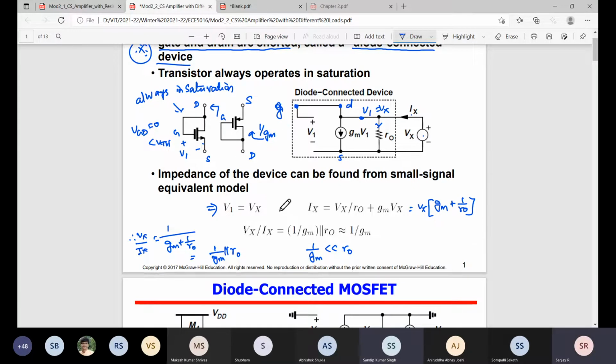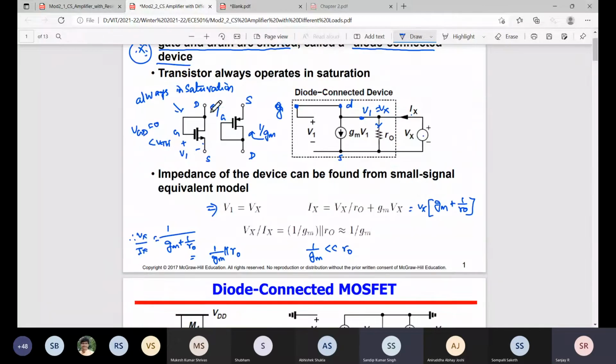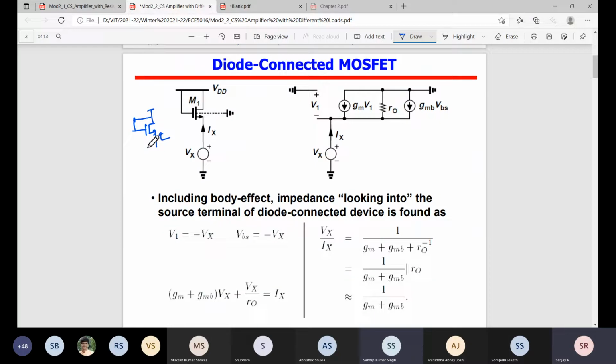Fine. So now we will go to the same diode connected device, gate and drain shorted. Let some voltage be here. Now I want to find the impedance looking into the source, not the impedance looking into the drain. Previously we found the impedance looking into the drain terminal. Now we want to find the impedance looking into the source terminal. What might that impedance be?